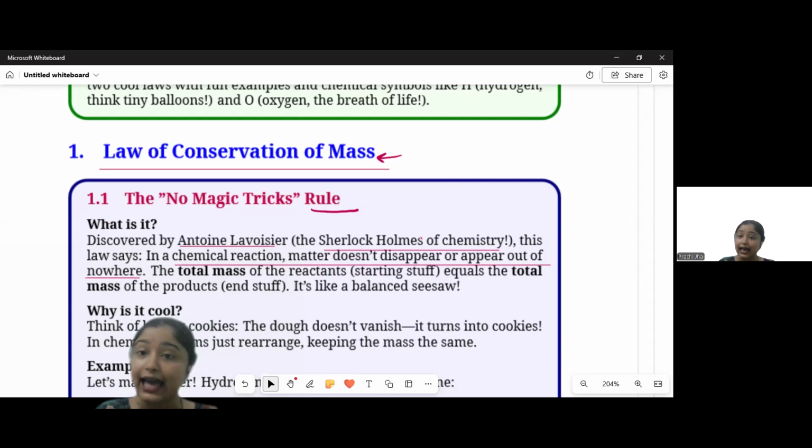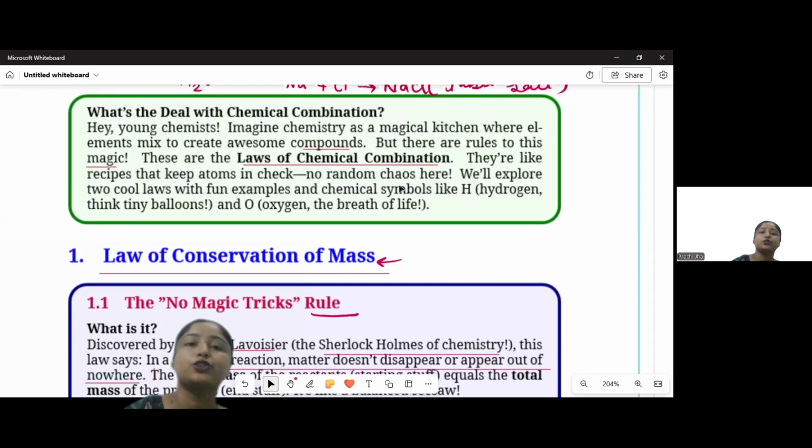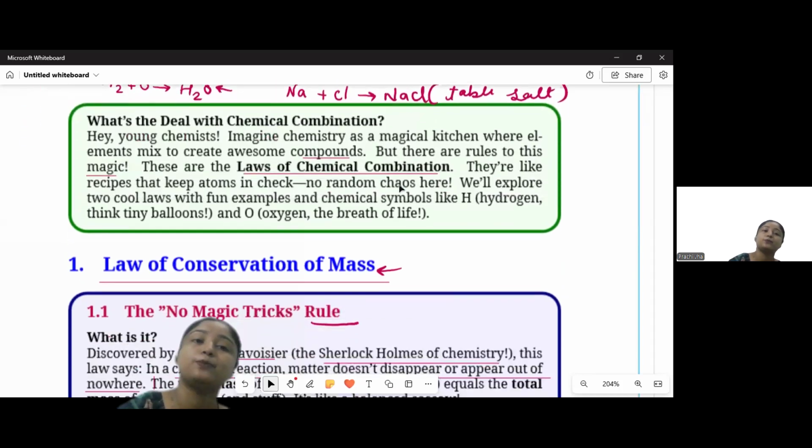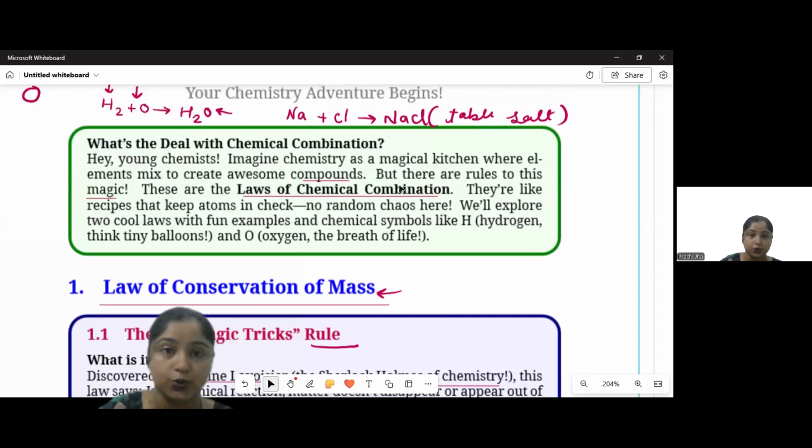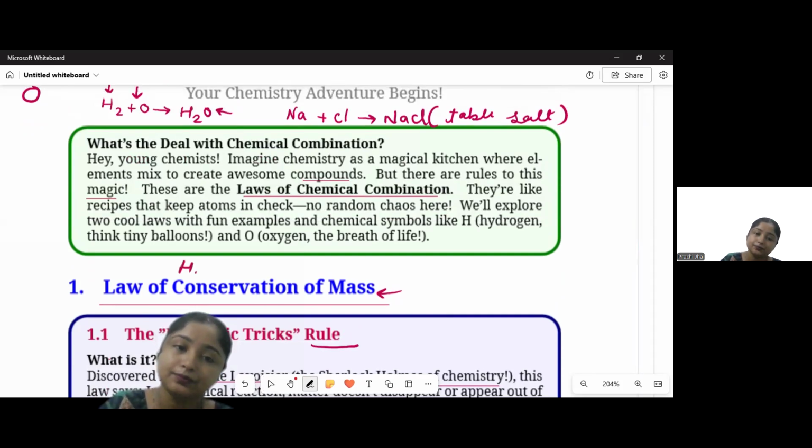Okay? The exact description is the total mass of the reactants equals the total mass of the products. Now, what are these reactants and products? Let me show you. So here we have written this rule: H2 plus O gives you H2O, right? So this side is on the left side, you call this the reactant side.